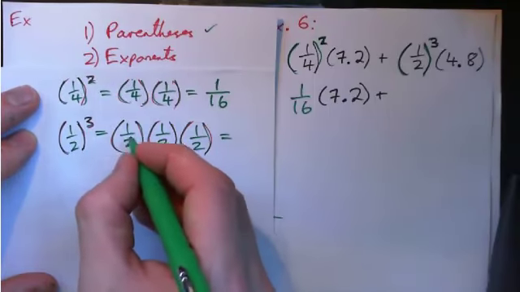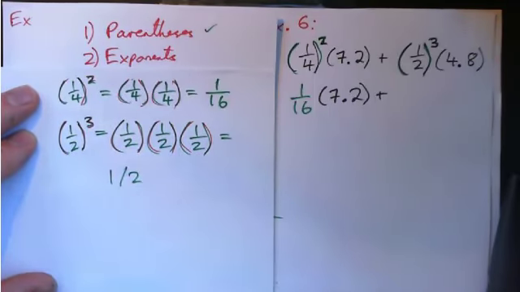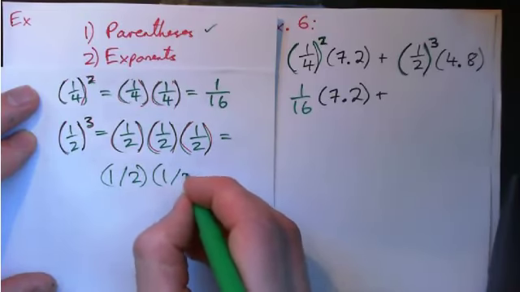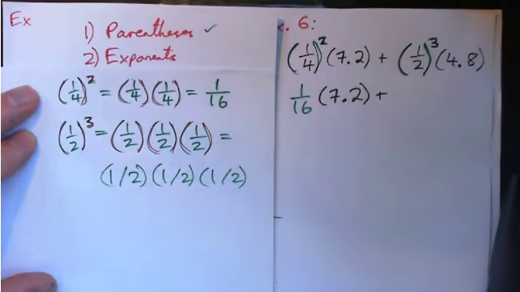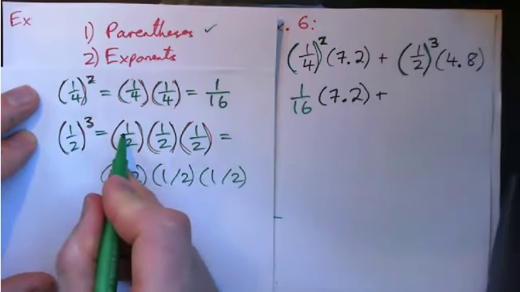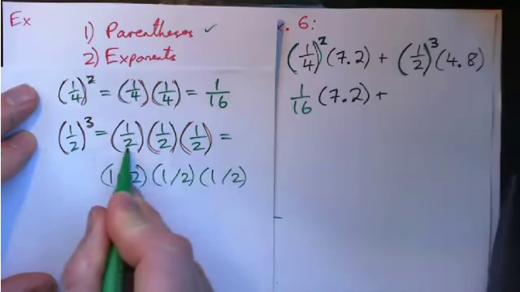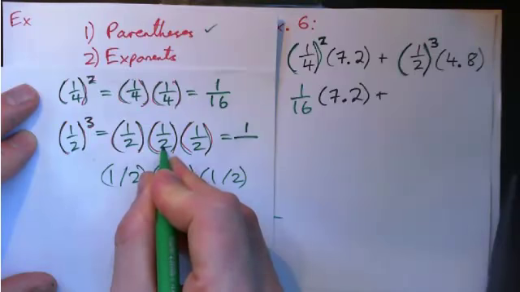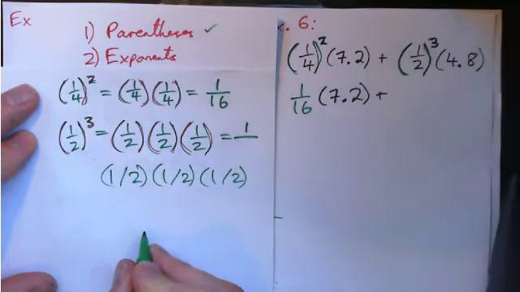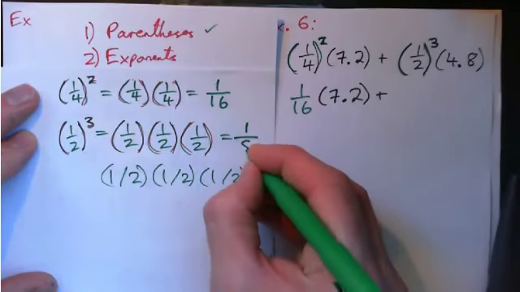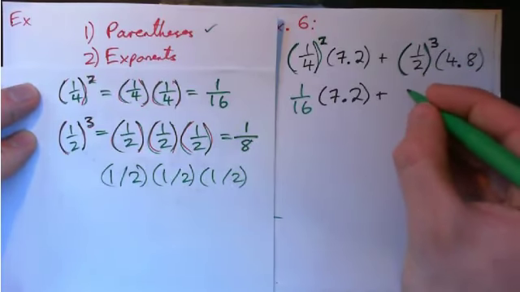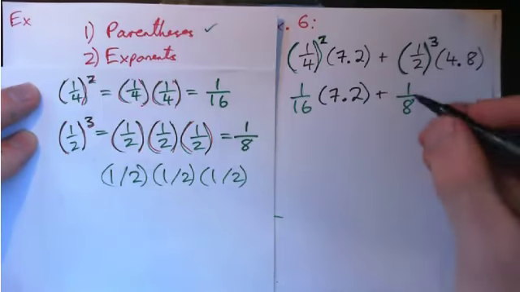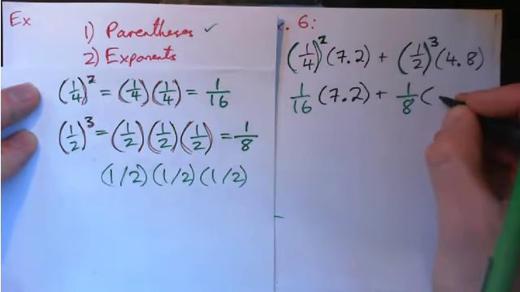And remember, always write your fractions with the numerator over the denominator, because otherwise it's kind of hard to multiply them, isn't it? If you write them like this, it's easy to see that you multiply the tops, then you multiply the bottoms. 1 times 1 times 1 is 1. 2 times 2 is 4. 4 times 2 is 8, right? So the 1/2 cubed simply became 1/8 times 4.8. Okay.